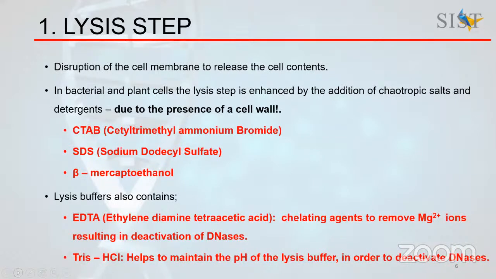So now we'll see the first step, the lysis step. Here, as I have said, the disruption of the cell membrane takes place. For this, we can add some detergents or chaotropic salts in the case of plant cells which have a cell wall, so that they can break down both the cell wall and the cell membrane. The detergents we normally use are CTAB, which is cetyl trimethyl ammonium bromide, SDS, which is sodium dodecyl sulfate, and beta mercaptoethanol. These detergents can make pores in the cell membrane and the cell wall so that they are disturbed and made discontinuous. Because of that, they are broken down and the cellular content comes out from the cytoplasm.